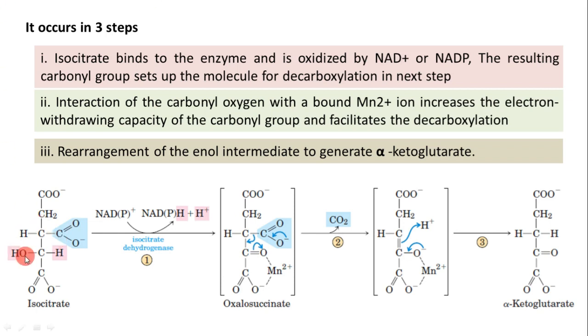One hydrogen from this OH group, the other from this carbon. So the OH group attached to this carbon atom is dehydrogenated and the 2 hydrogen atoms from this carbon atom are taken away by the NAD or NADP to form NADH plus H plus or NADPH by the enzyme isocitrate dehydrogenase. Thereby an intermediate compound, namely oxalosuccinic acid or oxalosuccinate, is formed.